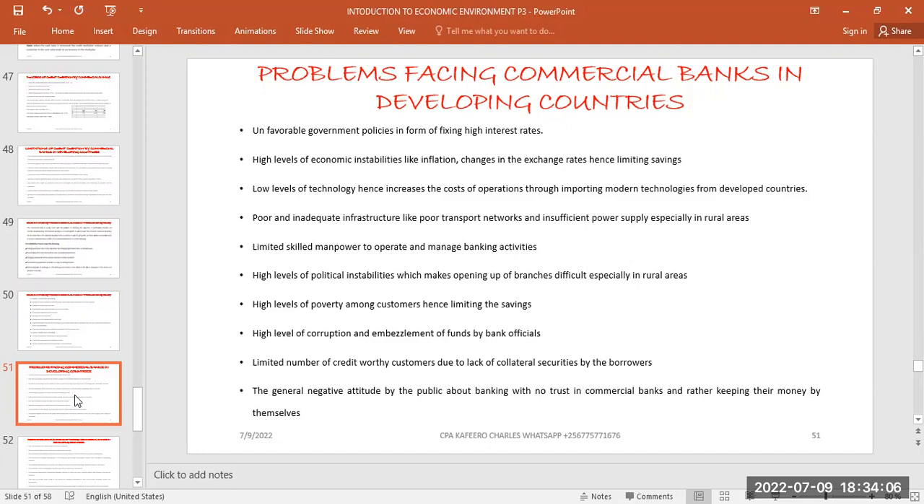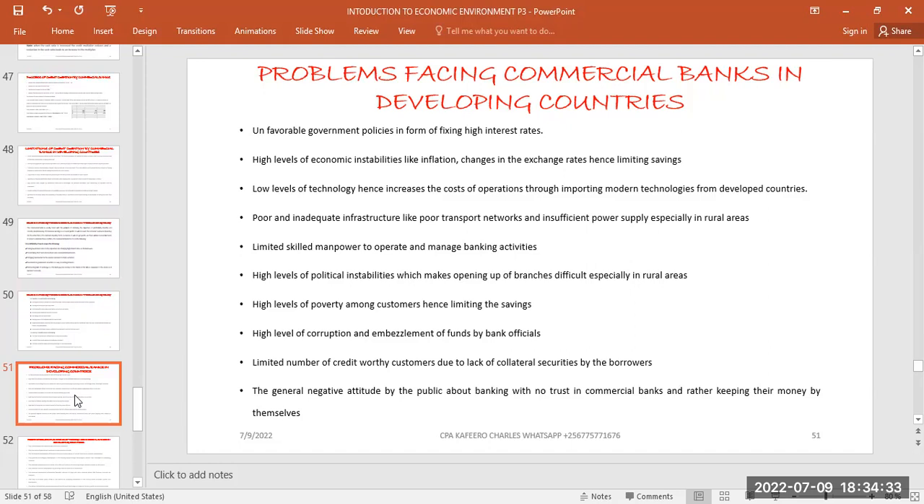Then high-level poverty. Of course, this is especially in Africa, in developing countries. You find that people are very poor, to the extent they cannot even save. If they can't save, then how are you going to get these deposits we are talking about? That's a challenge. Then there is a high level of corruption and embezzlement by bank officials. You find that the bank is striving to improve, but the people within are stealing the money.